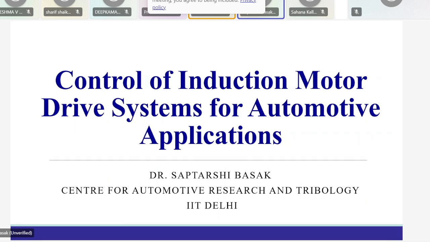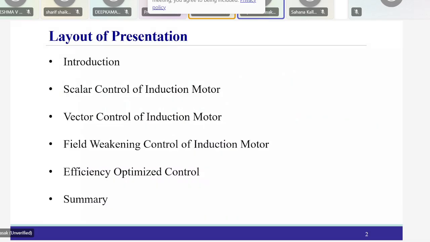So this topic is a bit relevant now because, as you see, there is a lot of thrust on automotive application, especially on the transportation electrification side. And induction motors are widely used for Indian railways and different railway systems. So I think this will be a relevant topic.